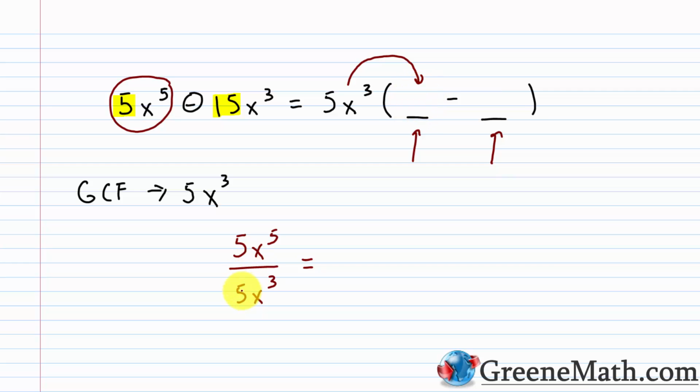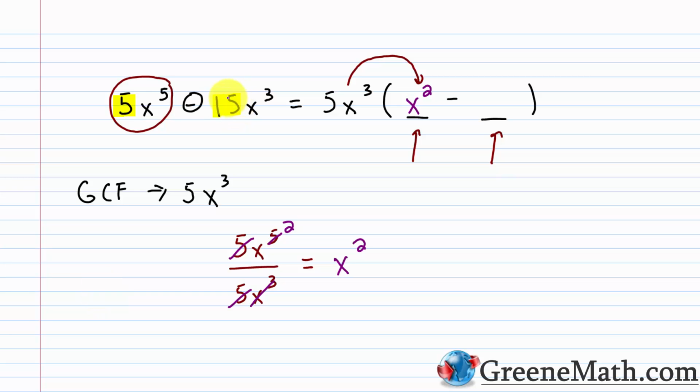So 5 over 5 is 1, right? That would cancel. And then x to the fifth power over x cubed is x squared. So this would be x squared here. And you can see that works itself out because 5x cubed times x squared would get me back to the original 5x to the fifth power.